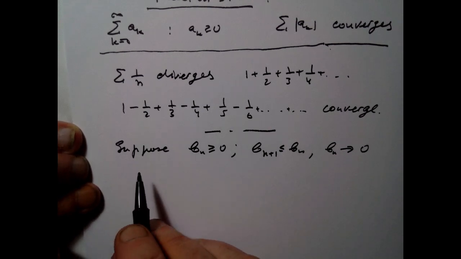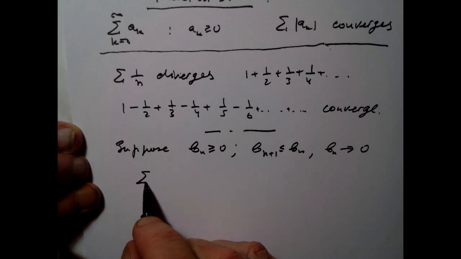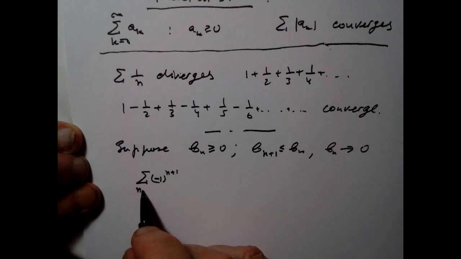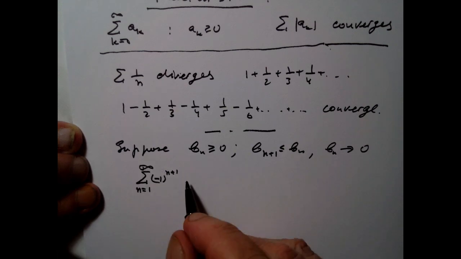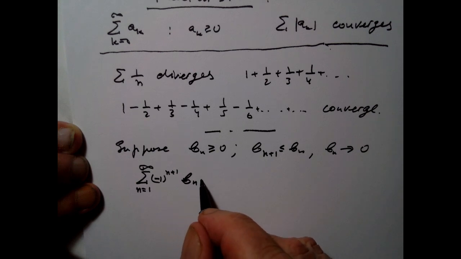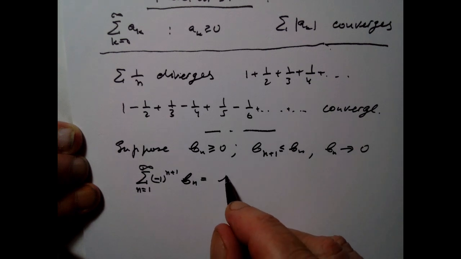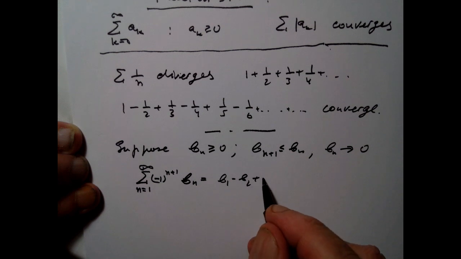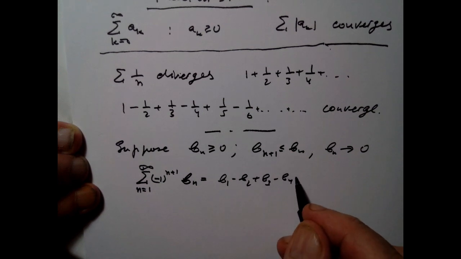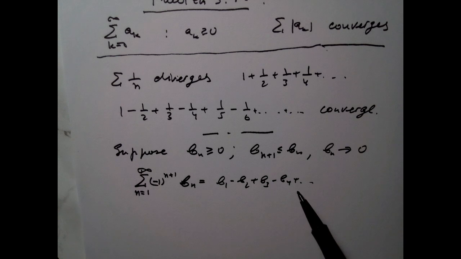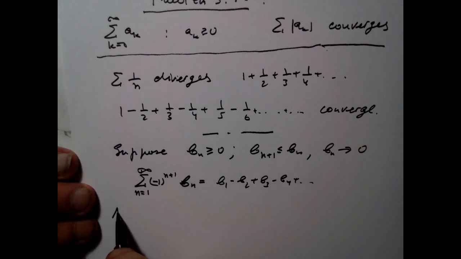So now I'm going to look at the series of the following form. I'm going to look at the series sum of minus 1 to the power n plus 1, n from 1 to infinity, times b_n. So these are positive numbers, and what I'm going to do is put the sign in front of them, so it will be b_1 minus b_2 plus b_3 minus b_4 plus etc. So this will be the series where all the b's are positive, but signs in between them will alternate. And these are called alternating series.